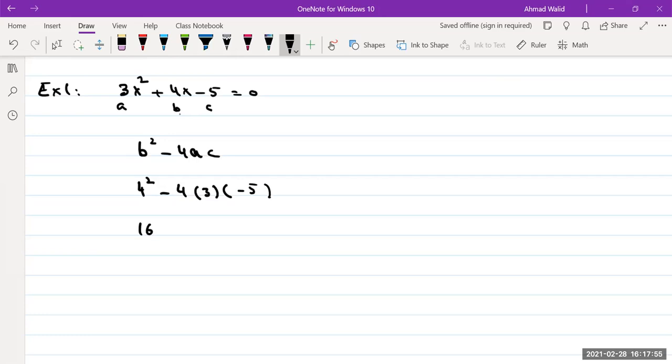4 squared gives you 16. Negative times negative gives you positive. 4 times 3 is 12. 12 times 5 is 60. Which gives you 76, if you add these two numbers. Is 76 greater than 0, equal to 0, or less than 0? Of course, this number is greater than 0, right? It means your discriminant is greater than 0.